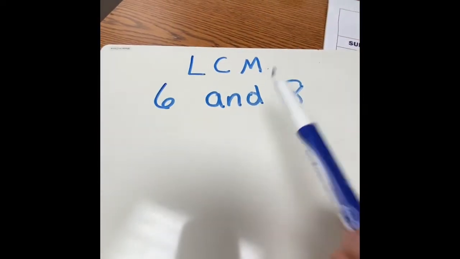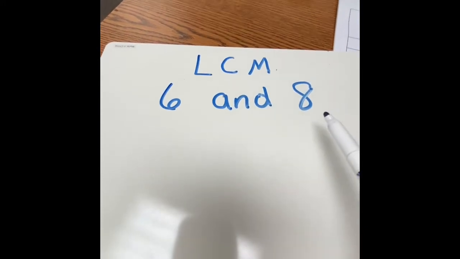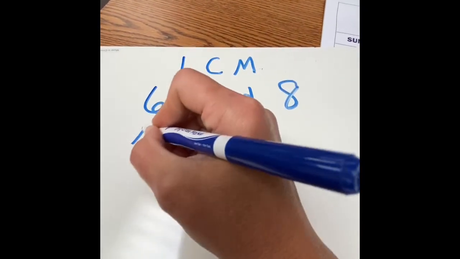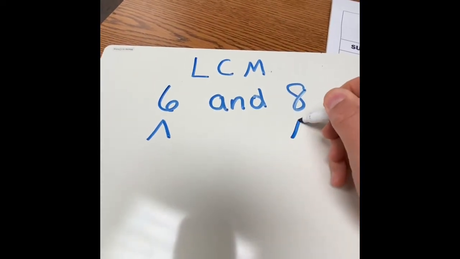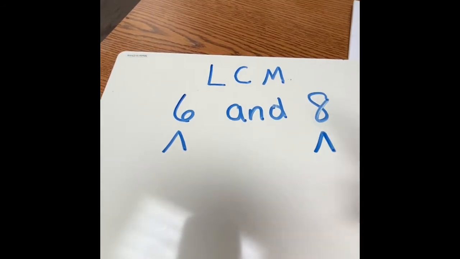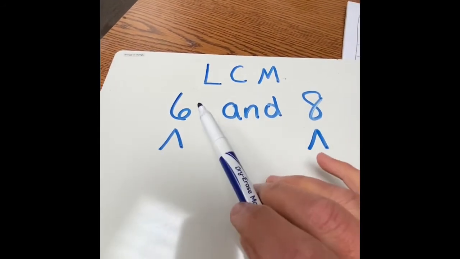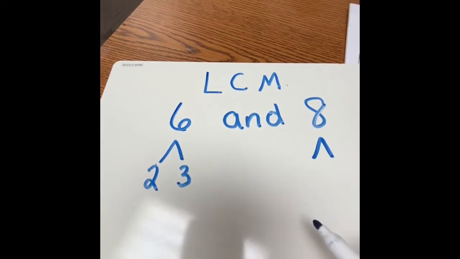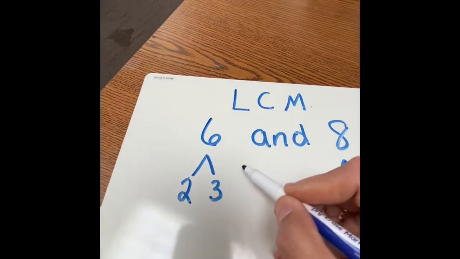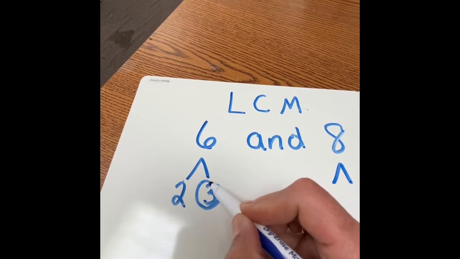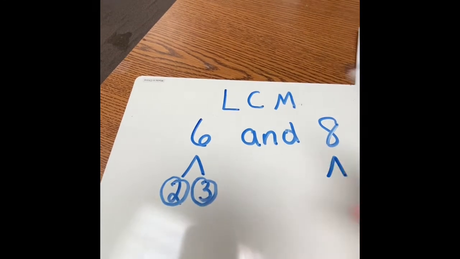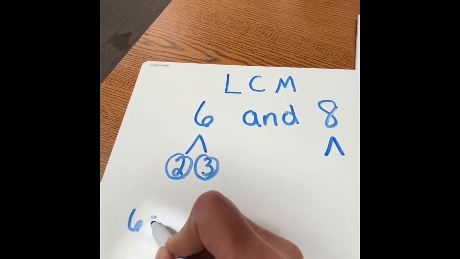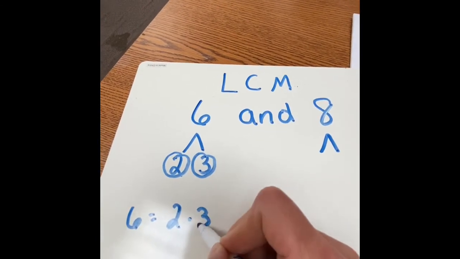Okay, now we're going to do the least common multiple of 6 and 8, the same two numbers, but we're going to do it the prime factorization way. Just like when we were finding the greatest common factors last week, you factor it down the same way. Well, what multiplies to give us 6? 2 and 3. And they are both prime, right? Because remember, prime means only 1 and itself can go into it. So the prime factorization for 6 would just be 2 times 3.